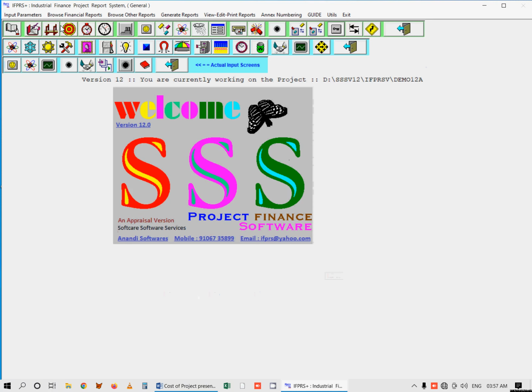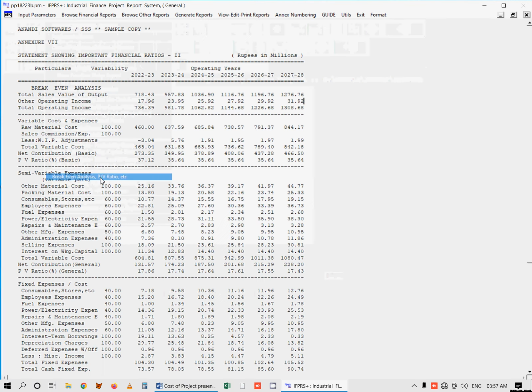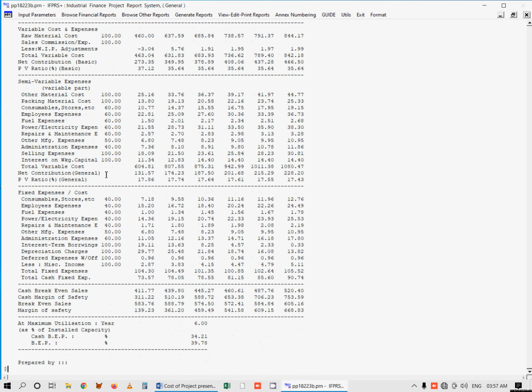Moving to the output report, you are getting a full-fledged and detailed BEP report stating BEP, cash BEP as percentage to installed capacity, and also the year-wise status of BEP and margin of safety. All these enable you to structure and get a very correct view and picture on BEP.